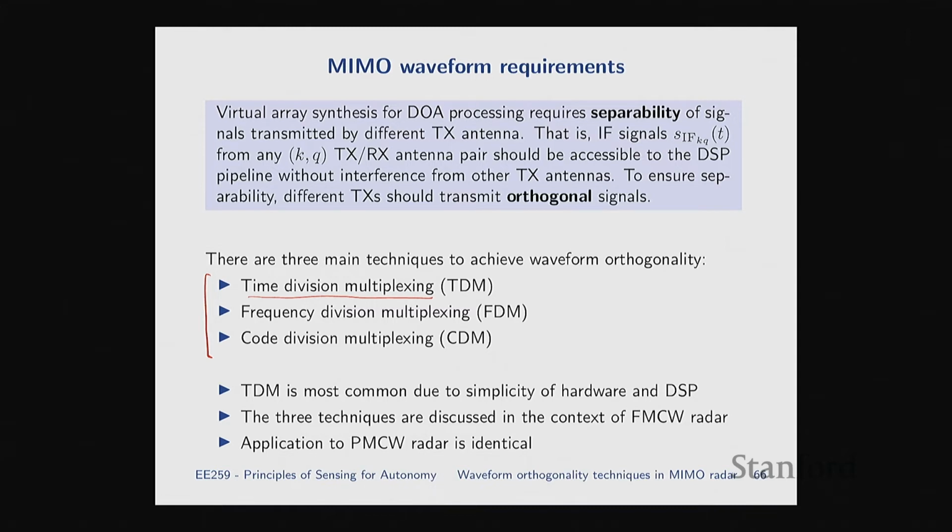So transmit number 1 sends everything, if all other transmitters are silent, then number 2 sends its chirp, and number 3 sends a chirp, and so on, and then you repeat. Okay, so that's the concept of TDM.